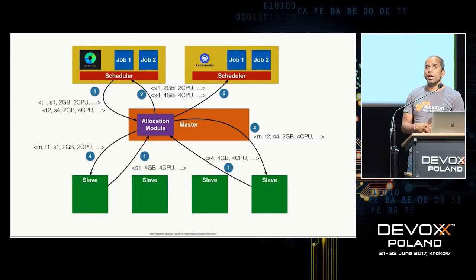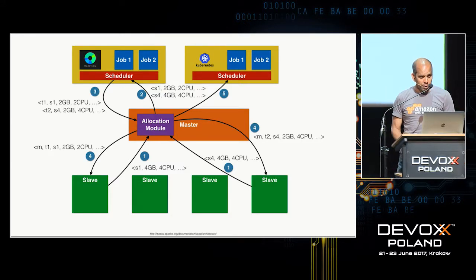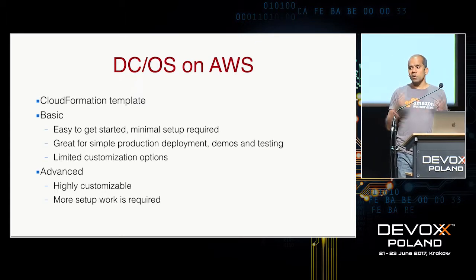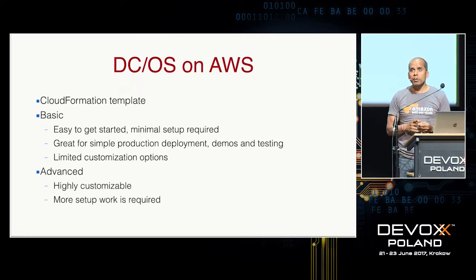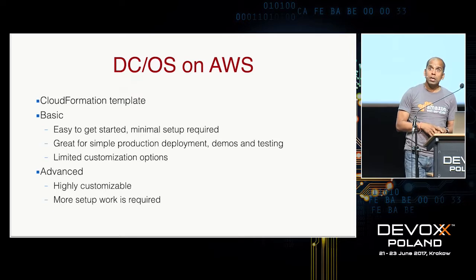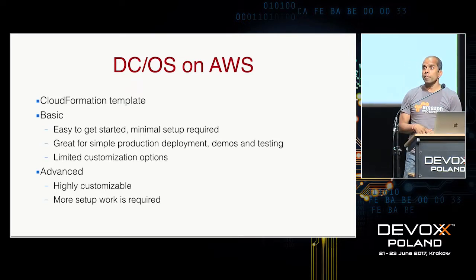And then whatever is remaining, the allocation module can actually offer to the next available framework. Okay? That's far too complex to understand and to run by yourself. But how do you do this on AWS? Well, essentially, DCOS, again, has built the CloudFormation templates. They're very easy to get started.